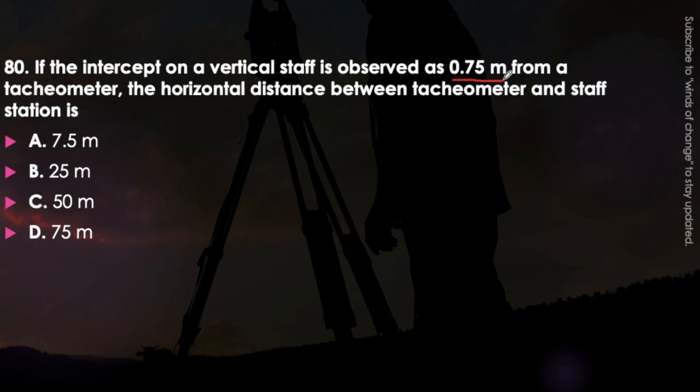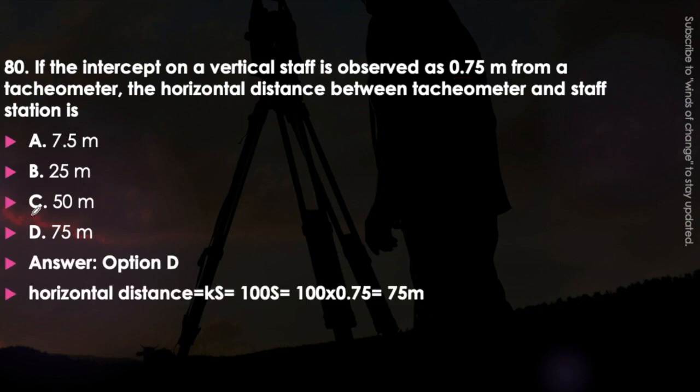The horizontal distance formula is Ks plus C, in which S is the staff intercept, K is the multiplying constant, and C is the additive constant. Since additive constant is 0, multiplying constant is 100. So what will be the answer? It will be option D, that is 75 meter. And why it is so? Because it will be Ks, that is 100 into S, and staff intercept is 0.75 meter, so it will be 75 meter. Very easy question.